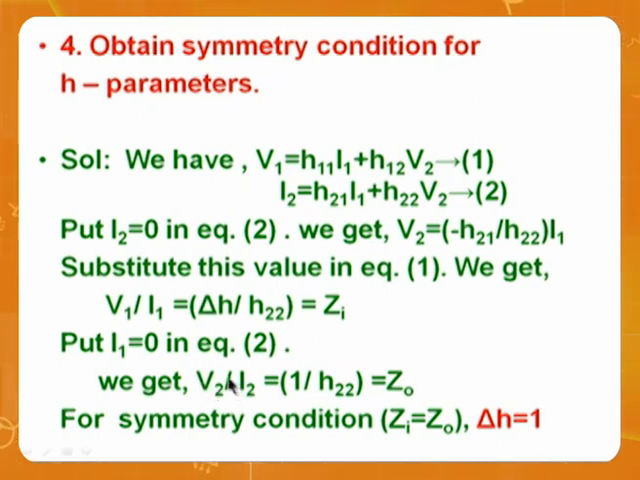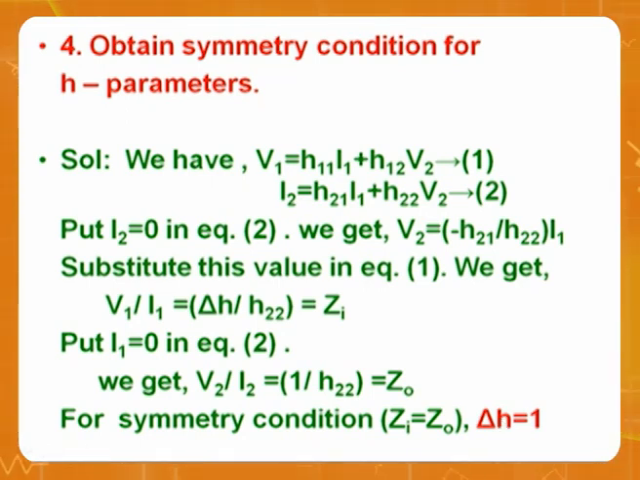Then put I1 = 0, calculate V2 by I2. That is very straightforward, because if I1 is 0, this term goes. V2 by I2 becomes 1 by H22. Take these two values and equate them for symmetry. Delta H by H22 equals 1 by H22. Therefore H22 cancels, and delta H is equal to 1. That is the answer we have.